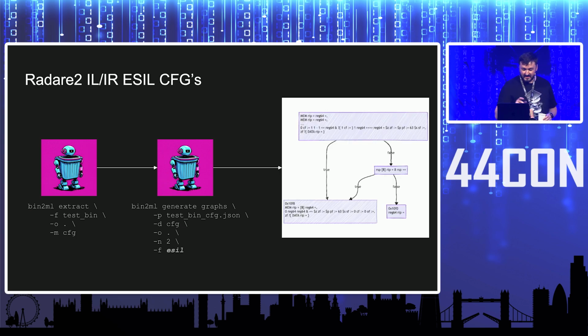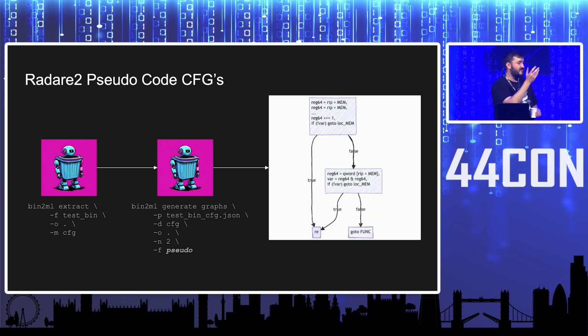Alternatively, I think this might be the one that the mermaid graph went a bit skewy for those who are eagle-eyed, but hey. But let's say you want to do ISL, which is the kind of IL, IR within Radare2. Again, you just change the ISL flag, and it will generate you a control flow graph with ISL instructions instead. And even, again, if you want pseudocode, you change it to pseudocode, and you get pseudocode.